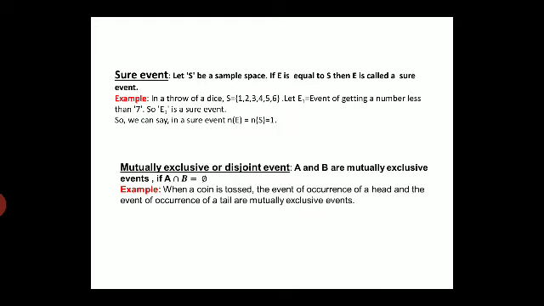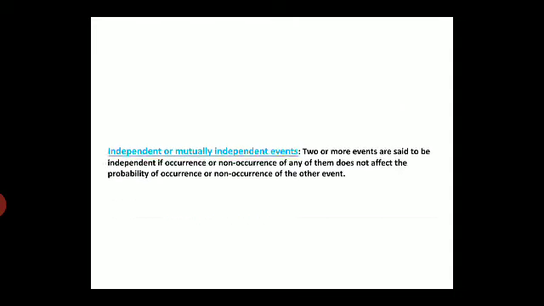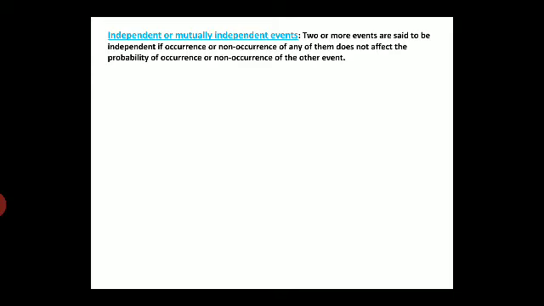Now we'll discuss about mutually exclusive or disjoint event. A and B are mutually exclusive events if A intersection B is phi. Example, when a coin is tossed, the event of occurrence of a head and the event of occurrence of a tail are mutually exclusive events. Now we'll discuss about independent or mutually independent events. Two or more events are said to be independent if occurrence or non-occurrence of any of them does not affect the probability of occurrence or non-occurrence of the other event.